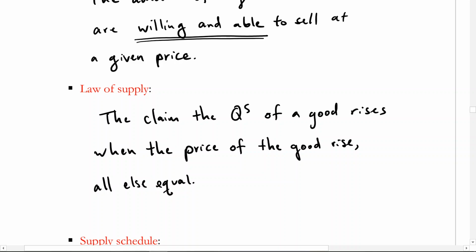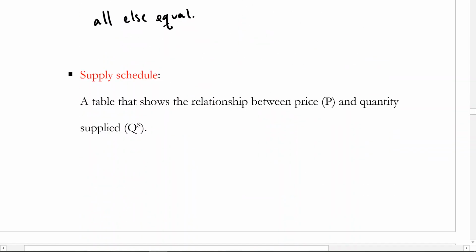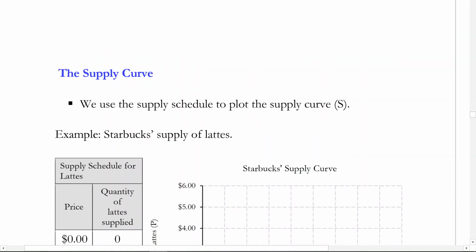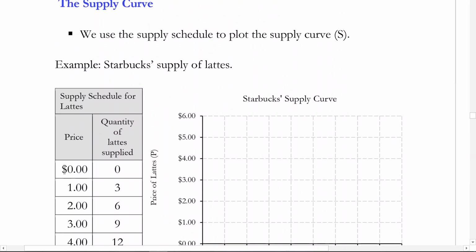If prices increase, that's going to mean greater profit opportunities for sellers. It's going to make it more likely that sellers are going to be able to cover their costs when they sell the output. So if the price goes up, more sellers are going to be willing to sell, and the sellers already in the market are going to be willing to sell more. Okay, so we can see this with a supply schedule, which is just a table between price and quantity. That's what we have over here on the left, and then we use our supply schedule to create the supply curve.